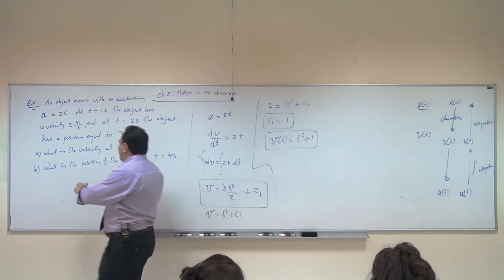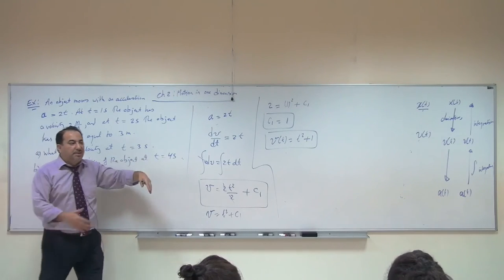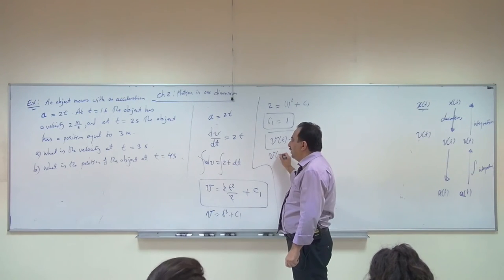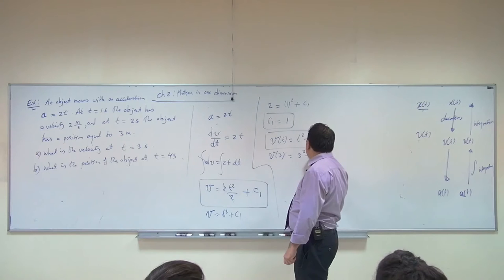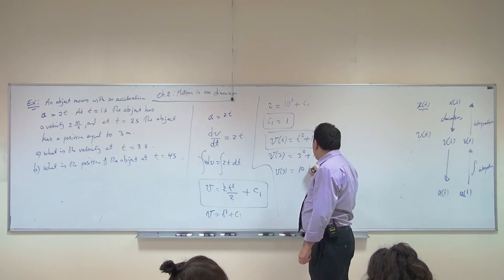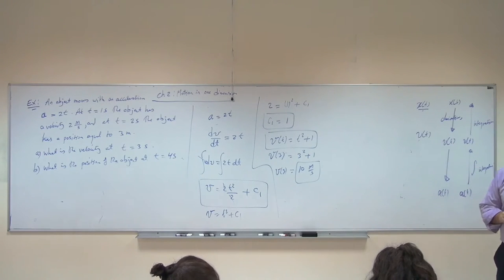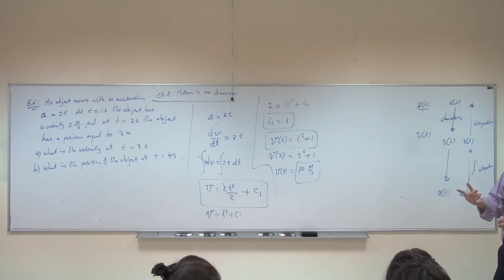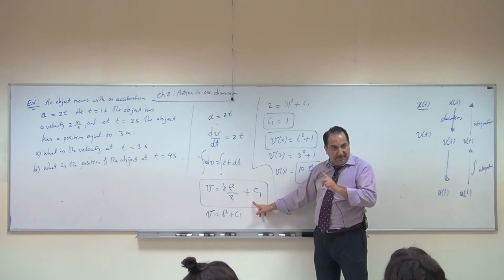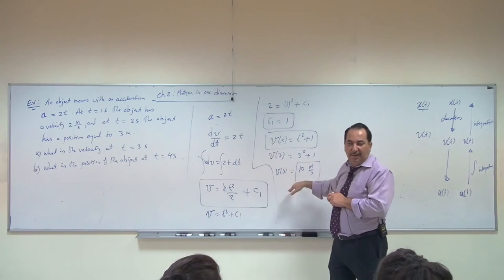Now look at the question, part A. What is the velocity at what time? 3. So here I just have to evaluate. Substitute. So what is v at 3? 3 squared plus 1. 9, 10 meters per second. So this is the answer for part A. So you got it here? You integrate, but remember when you integrate, you have a constant of integration. You have to evaluate it first, by the initial conditions given, and then substitute.